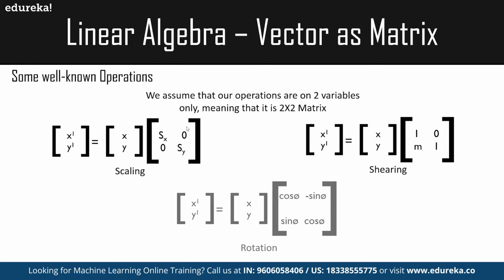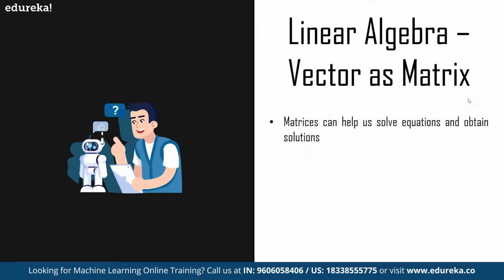Now that we are okay with vectors and matrices, let's look at the two most important ways to solve equations, which are the row echelon method and the inverse method. So let's discuss that. In terms of the vector as matrix, first of all, matrices can help us solve equations and obtain solutions.